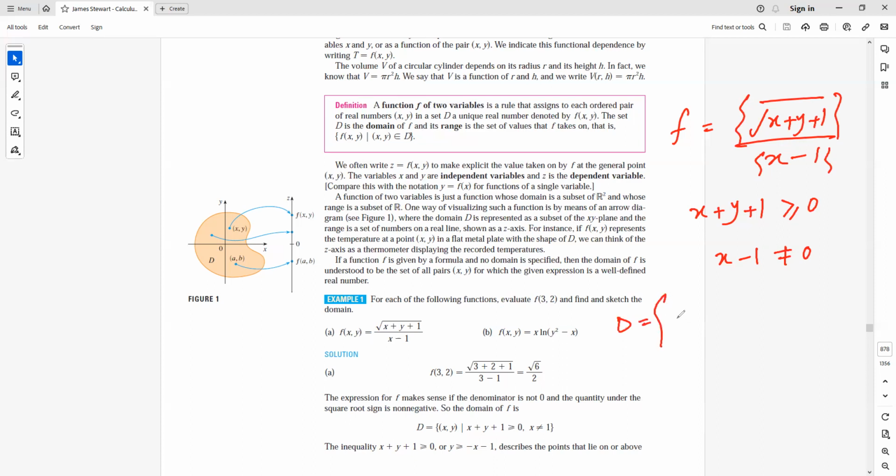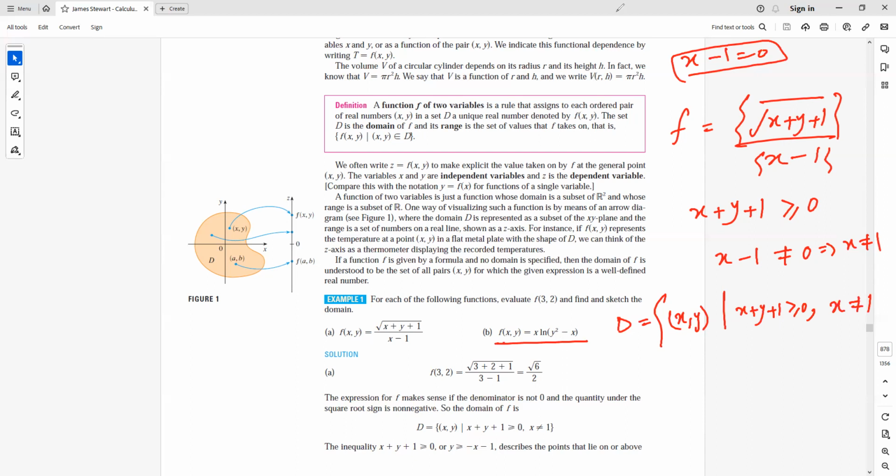We can write it as (x, y) such that x plus y plus 1 is greater than or equal to 0, and x should not be equal to 1. So this implies x should not be equal to 1, because if this is equal to 0, then the denominator becomes 0 and the function will be undefined, right? So this is the way we find the domain.